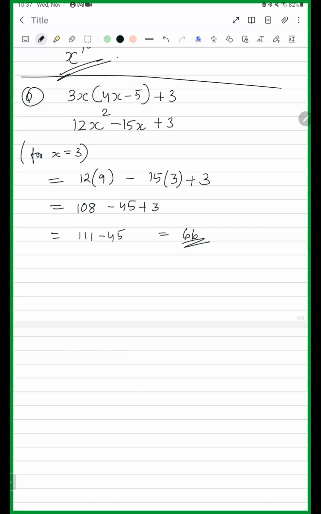Now we have to find for x equals 1 by 2. This will be equal to 12x squared minus 15x plus 3. So in place of x, we have to put 1 by 2.